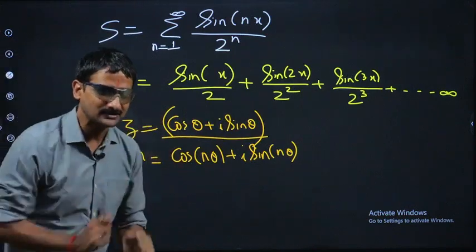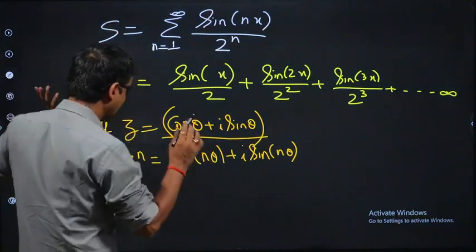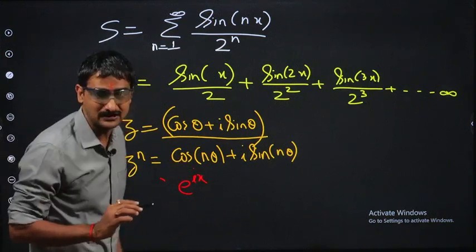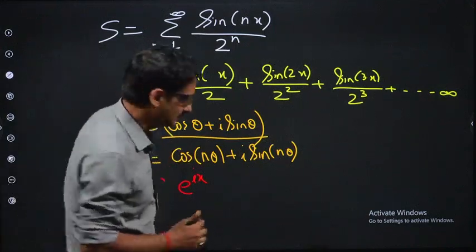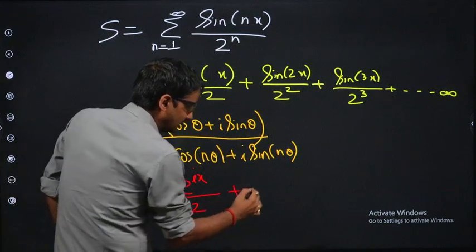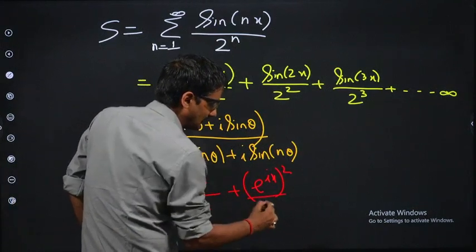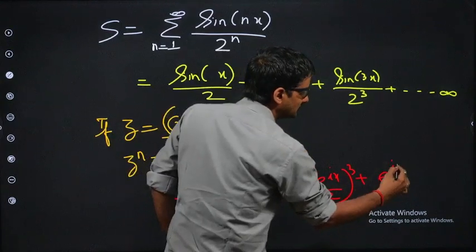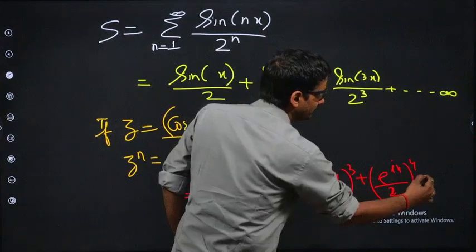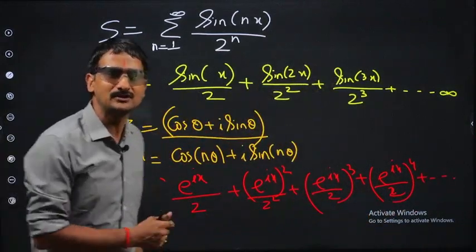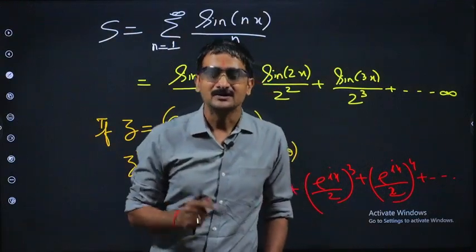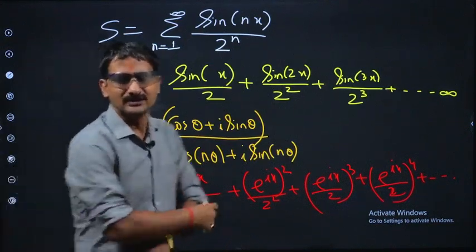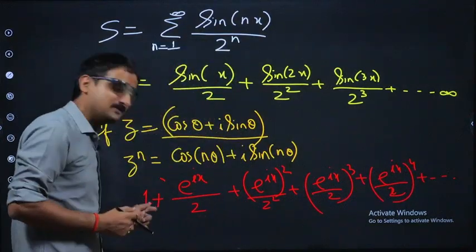See how we need to think. Let me consider something in this form: e raised to the power iota x, that means cos x plus iota sin x, upon 2; e raised to the power iota x whole square upon 2 square; e raised to the power iota x upon 2 whole cube. Can't we write this as e raised to the power iota x upon 2 whole raised to the power 4? So now that's an infinite GP with the common ratio e raised to the power iota x by 2. And what's wrong if I consider 1 here, with the first term as 1?